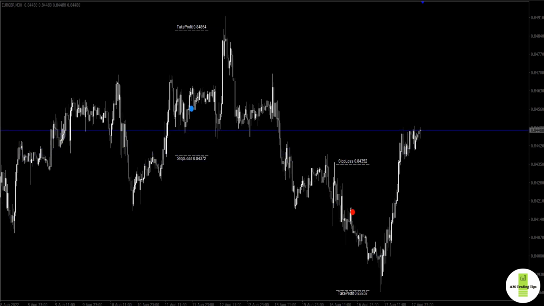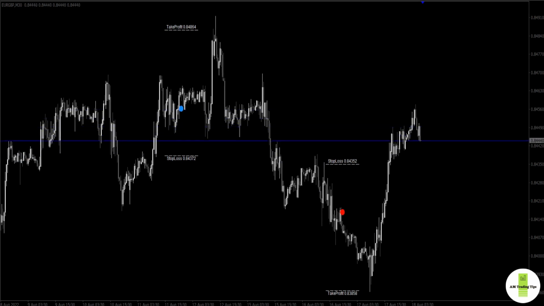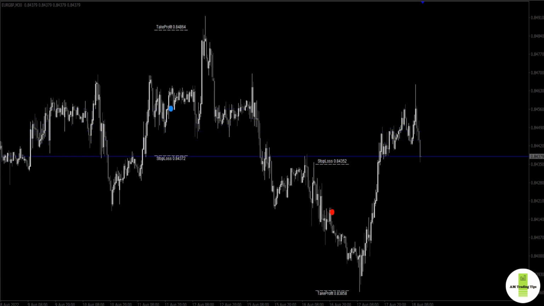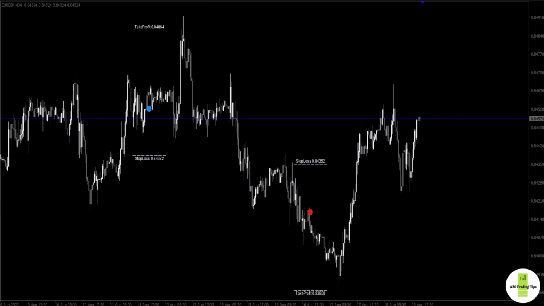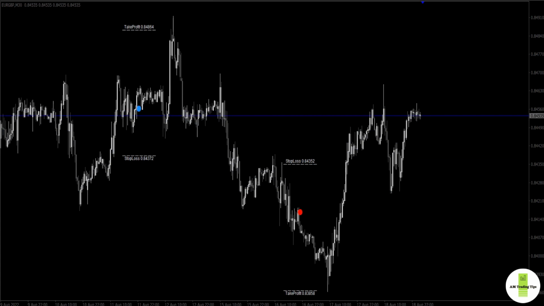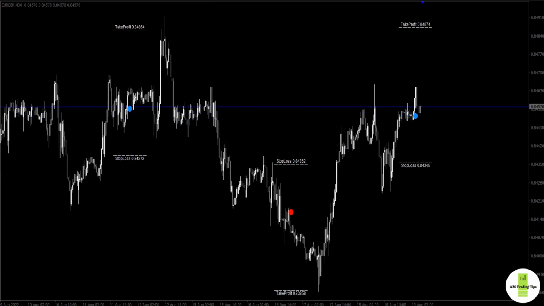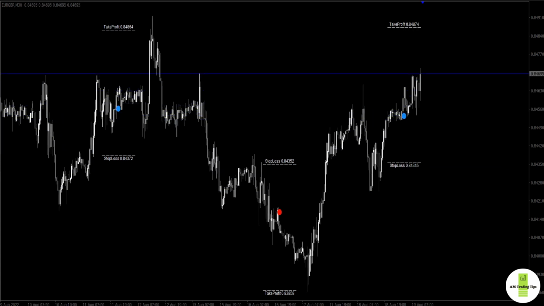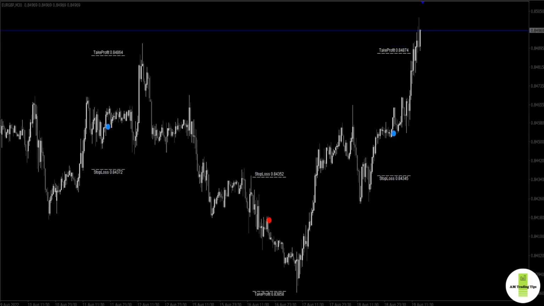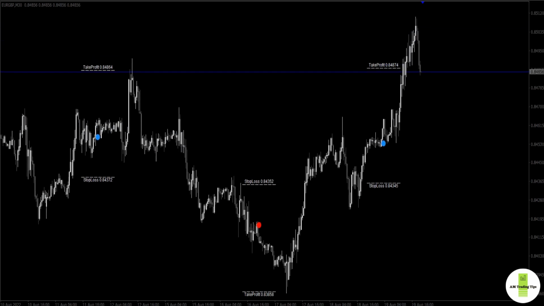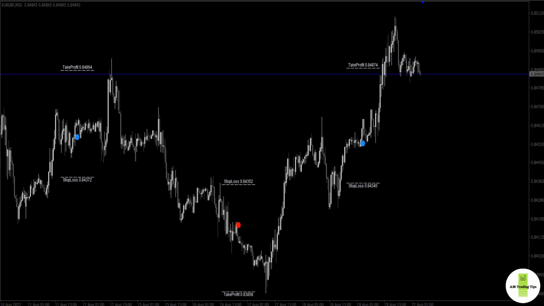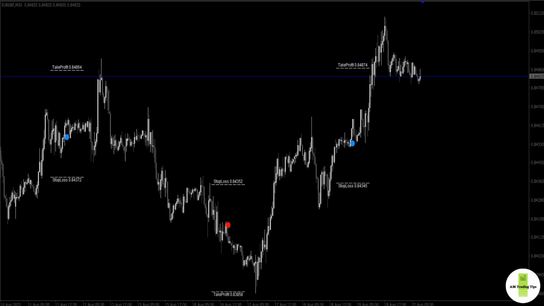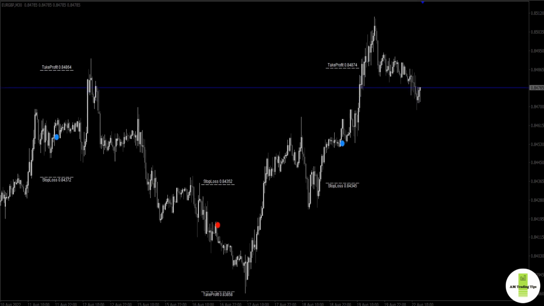So let's start now. When the red dot appears on the chart, then a sell trade has to be taken. And when the blue dot appears on the chart, then a buy trade has to be taken. To increase the winning ratio, it is recommended to take buy trades near support level signals and sell trades near resistance level signals. Place your stop loss at the suggested stop loss level. Take profit at the suggested take profit level.